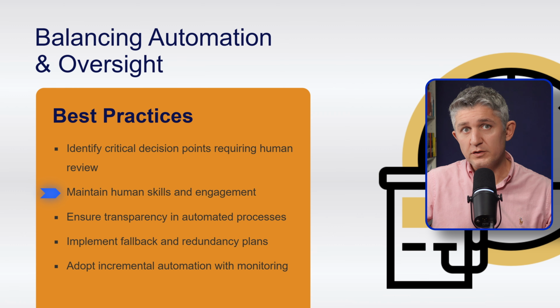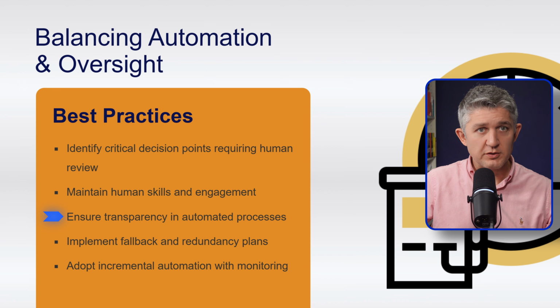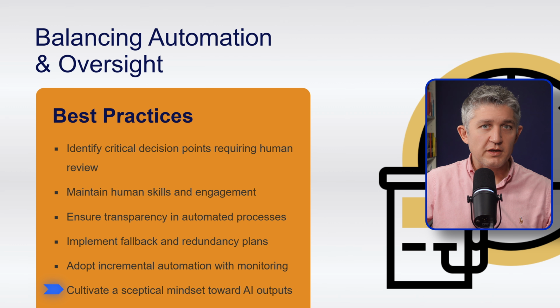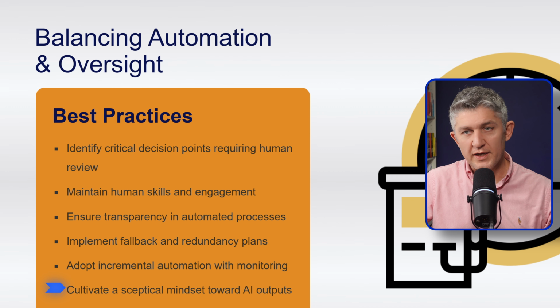Maintain human skills through practice and rotation. Ensure transparency in automated steps and logs. Set fallback plans and redundancy for failures. You should automate incrementally with monitoring in place. Cultivate a skeptical mindset towards AI output.